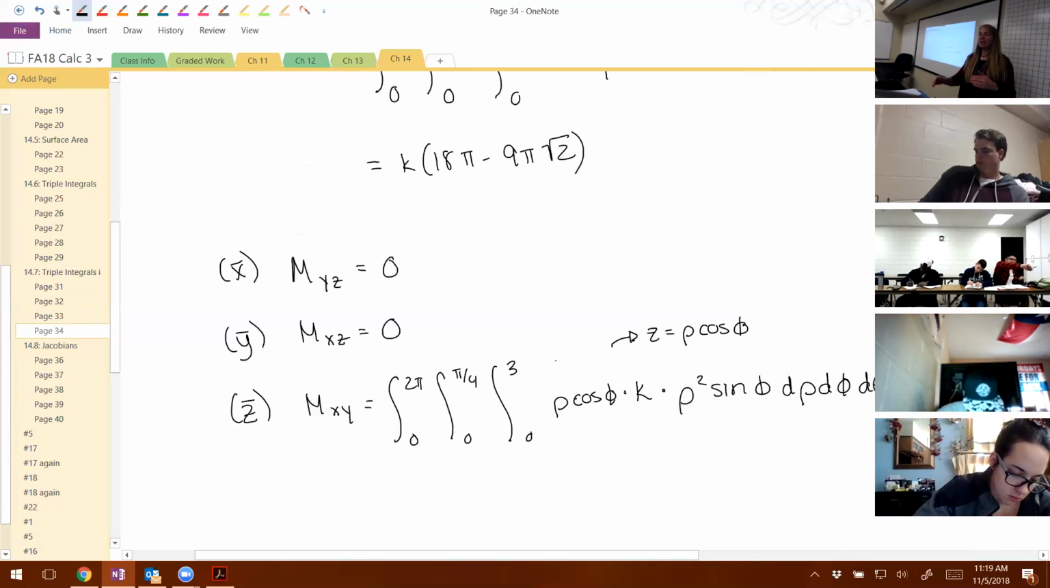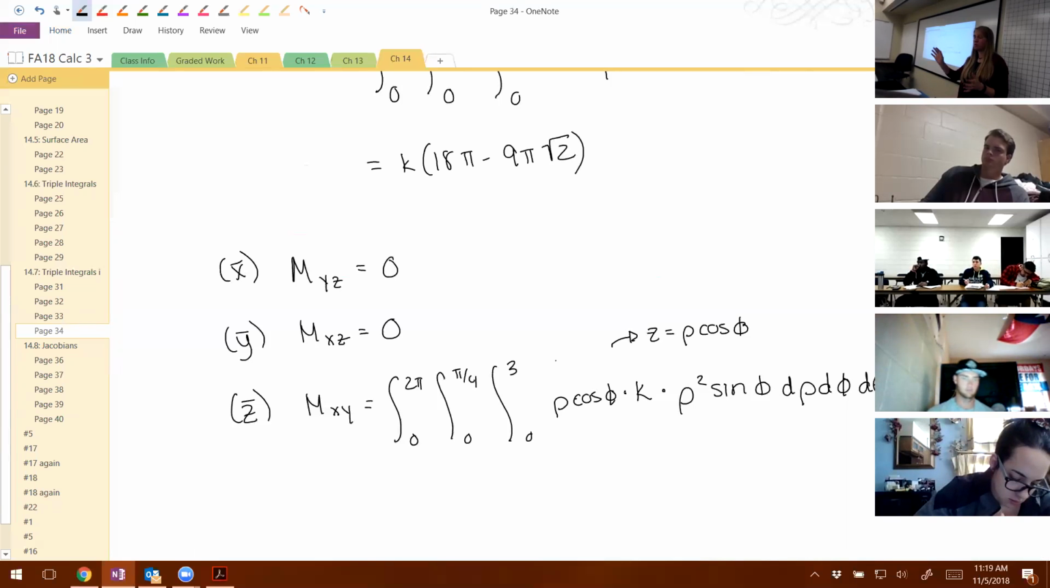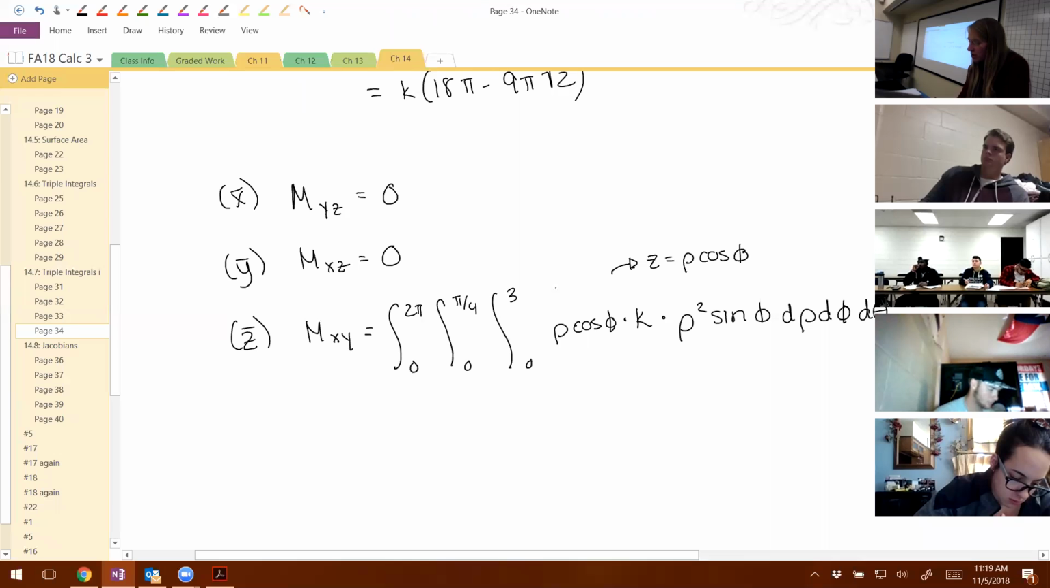Similar thing would happen when we go back and find X bar and Y bar. When we take X times whatever, we have to go back and let X equal rho sine phi cosine theta. And same thing for Y. And again, you're more than welcome to work through those. You do just get a bunch of zeros out. But for this one, we get something other than 0. So that would be the problem we go through and set up.